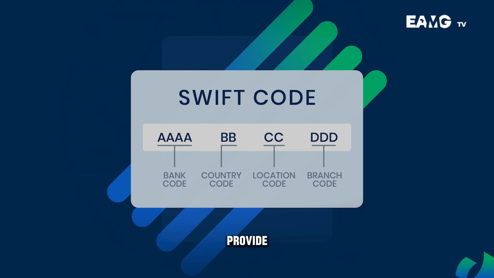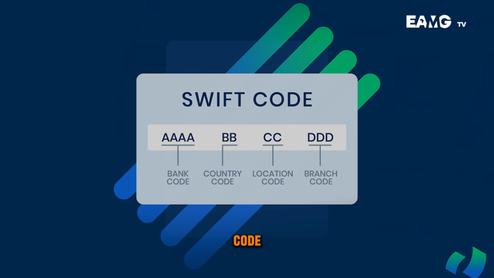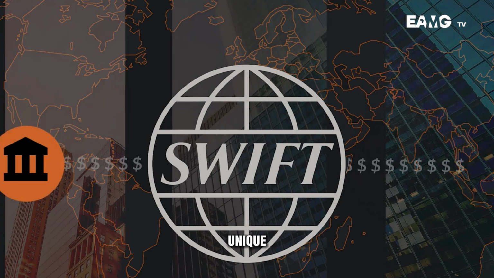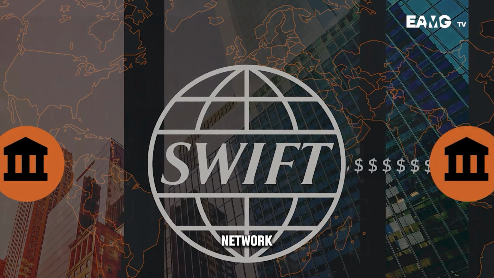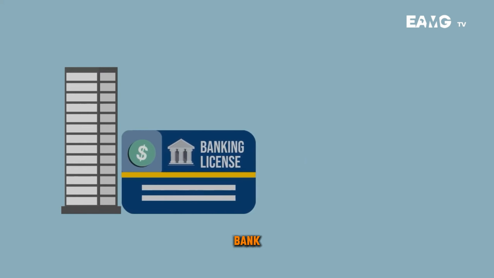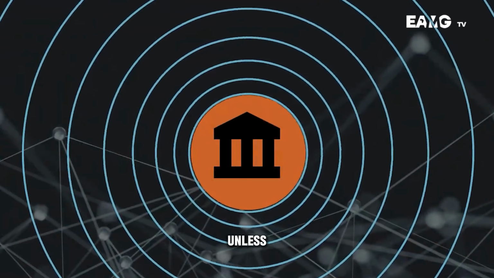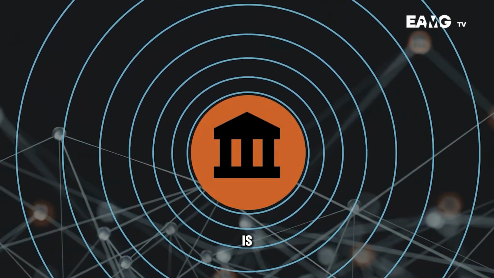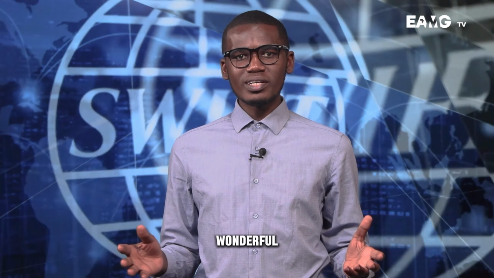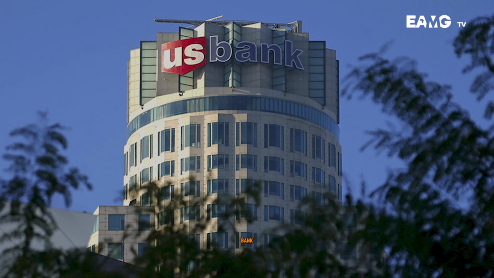First, you would provide the recipient bank SWIFT code or bank identifier code for Bank of China, a unique identifier on the SWIFT network. And for banks that do not have operations in the United States, they need to have a correspondent bank in the United States to facilitate the transfer, unless the recipient bank is their foreign branch. In Rwanda, for example, the Bank of Kigali would send the secure SWIFT message to its US correspondent bank.